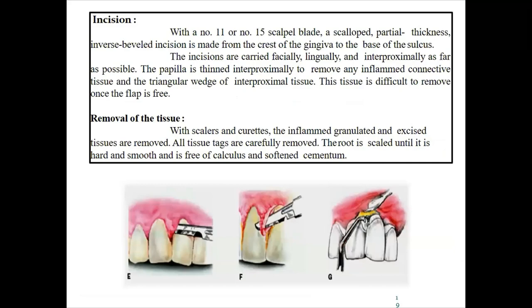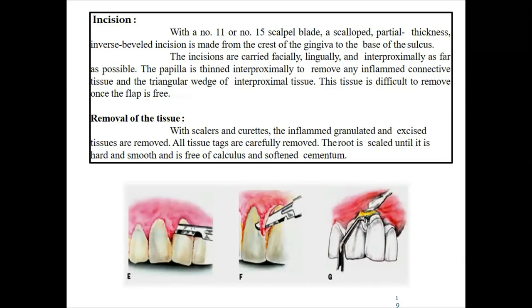So talking about the incision which you will be giving, you can appreciate it in the diagram as well, with the help of blade number 11 and 15. A scalloped partial thickness inverse bevel incision is given from the crest of the gingiva to the base of the sulcus. The incisions are carried out in facial, lingual and interproximal area as far as possible.